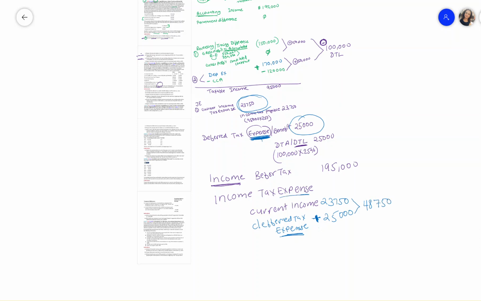And since this is an income tax expense, it is a minus from our income before taxes. Then after that, it will give you a net income. So my net income will be 195,000 minus your 48,750, and you'll get a net income of 146,250.